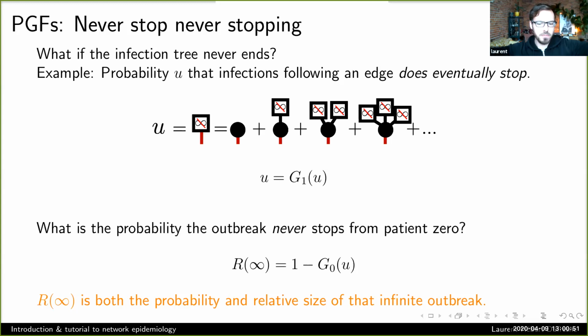So then the probability that it never stops is the probability that your patient 0 is in an infinite component, and that probability is also equal to the relative size of that infinite outbreak. What are the chances that patient 0 is in an infinite outbreak? So R infinity is both a probability of things getting out of hand, but also, in terms of a fraction of our susceptible population, how many are going to get sick if it does. So it's both a size forecast and a probability of that thing happening.